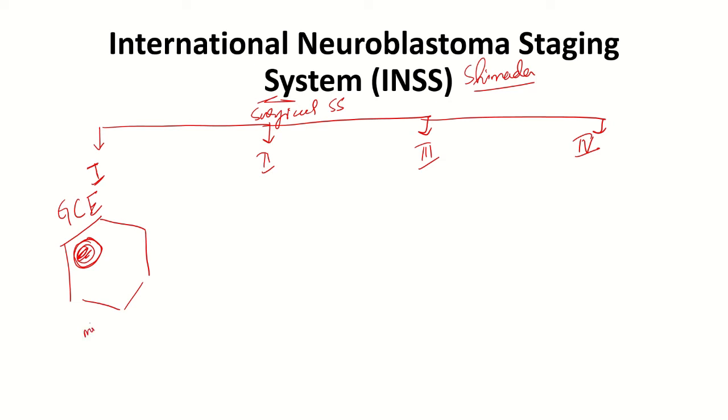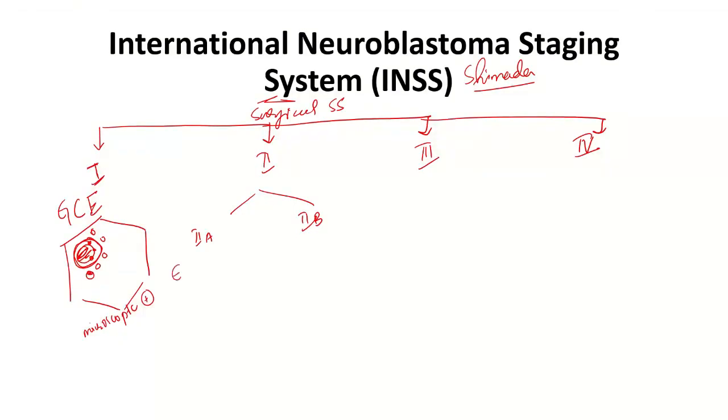However, there could be microscopic disease left over. And the lymph nodes are not involved. There might be some lymph nodes which we remove along with the tumor. They might come out to be positive, but the adjacent lymph nodes are negative. And in stage 2, there are again two groups, 2A and 2B.